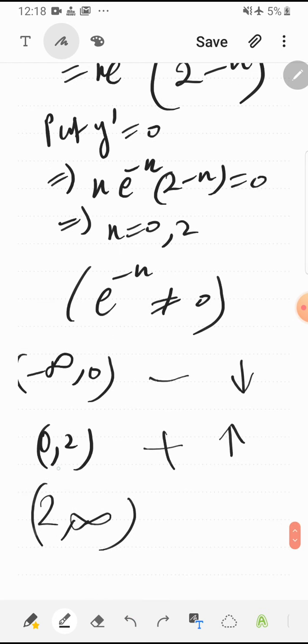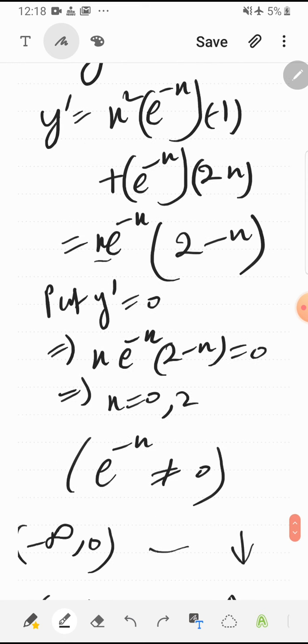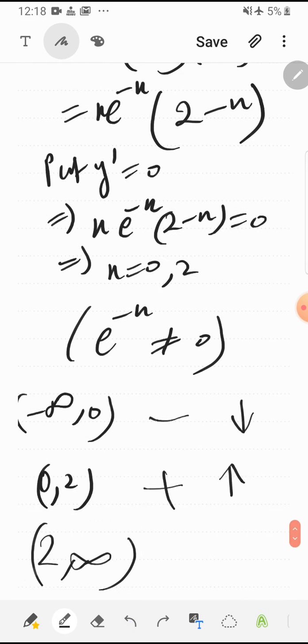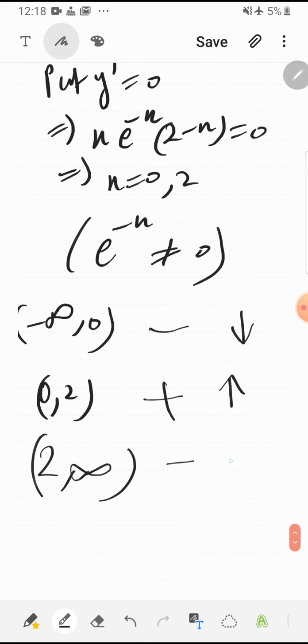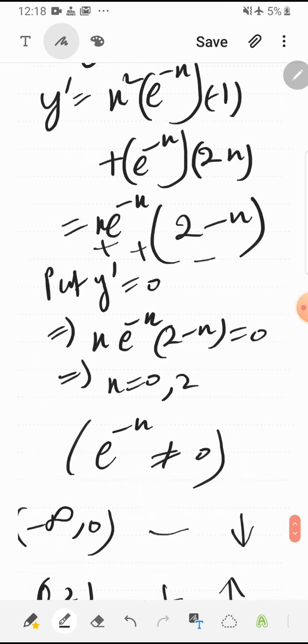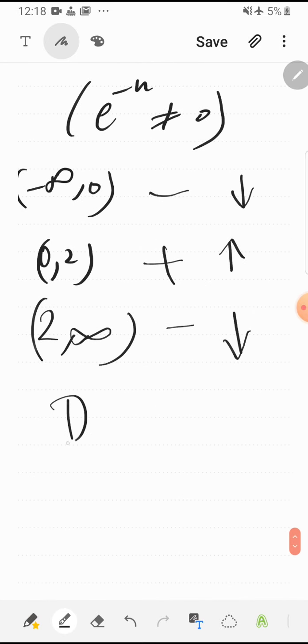Now if I am putting any value, say 1 from this interval, so if I am putting x as 1, it is positive, positive, and positive. So overall it is positive, so increasing. And if I am putting x is equal to say 3 from third interval, so it is positive, positive, negative. So overall it is negative, which is decreasing. So option D is the correct option.